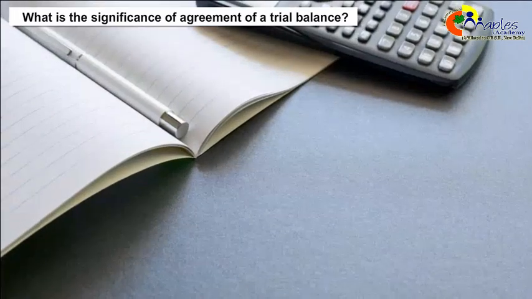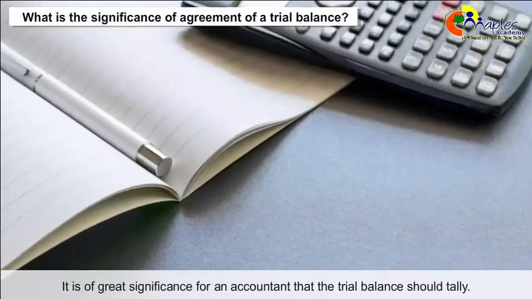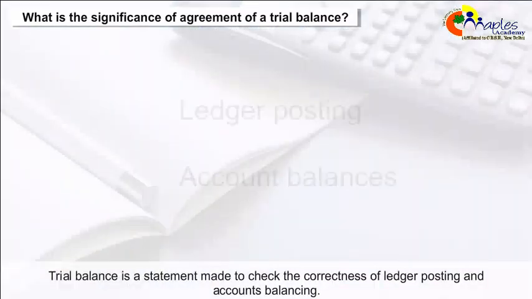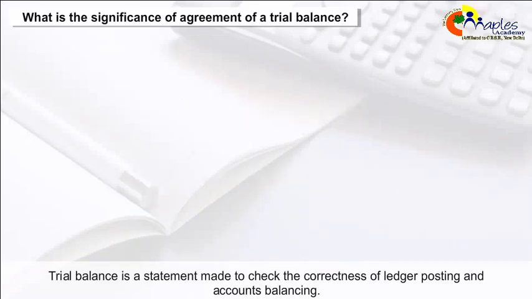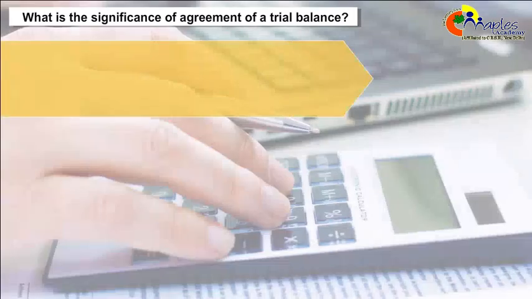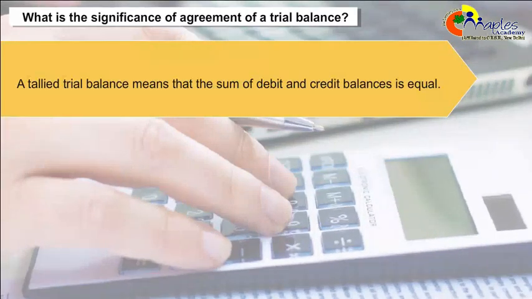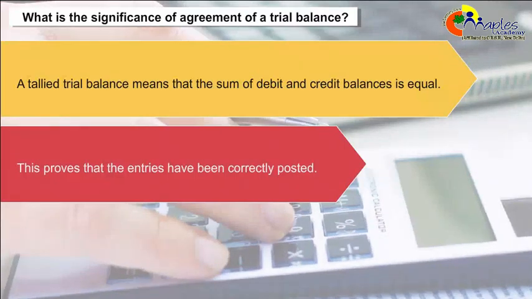What is the significance of agreement of a trial balance? It is of great significance for an accountant that the trial balance should tally. Trial balance is a statement made to check the correctness of ledger posting and account balancing. If the total of the debit balances is equal to the credit balances, this implies that posting and balancing of accounts are correct. A tallied trial balance means that the sum of debit and credit balances is equal. This proves that the entries have been correctly posted.